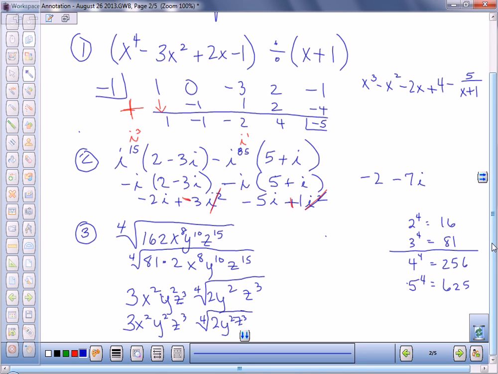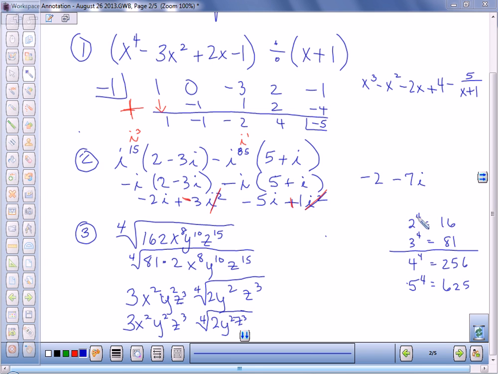All right, number 3. Now, on Friday we talked about what I felt you should be responsible to know. This is a 4th root, so we're just thinking of things to the 4th power. 2 to the 4th is 16, 3 to the 4th is 81, 4 to the 4th is too big. I can quit thinking. Okay?